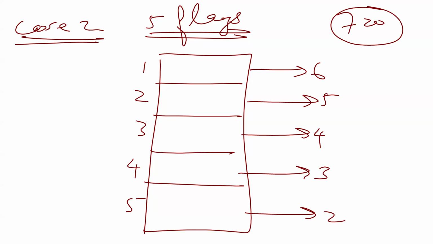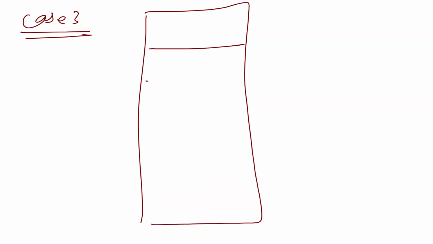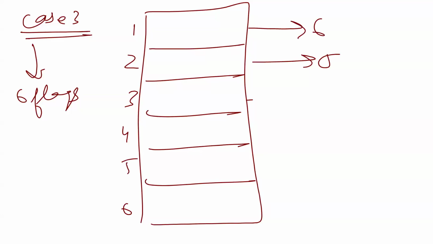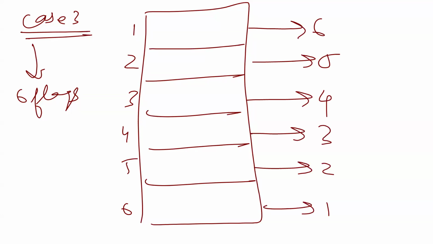And case 3, 6 flags, at least 4 flags. So it can be 4 or more than 4. This is case 3, which is of 6 flags, one above the other. So this is 6, 5, 4, 3, 2, 1. Multiplying all this, it will also be 720. So you have to add all the 3 cases, case 1, case 2, and case 3, and we'll get the answer.